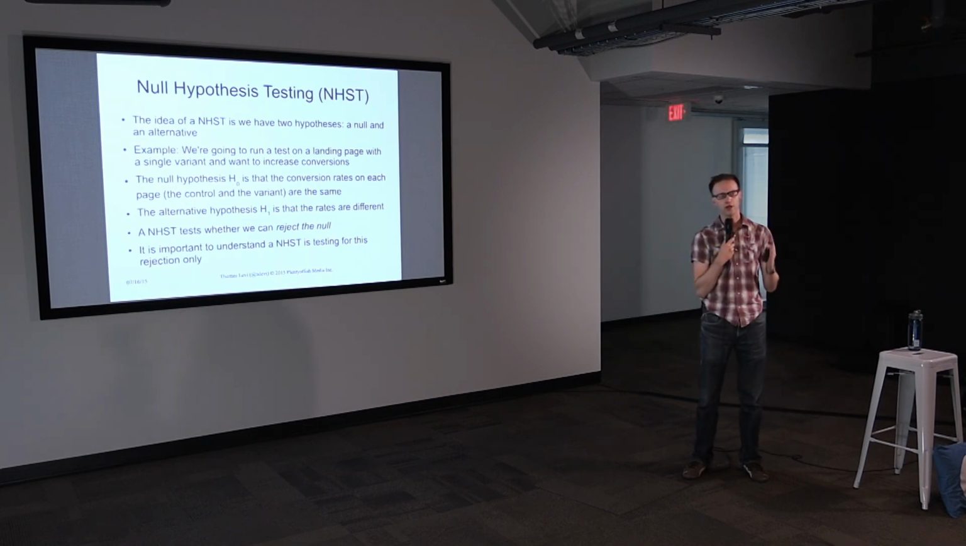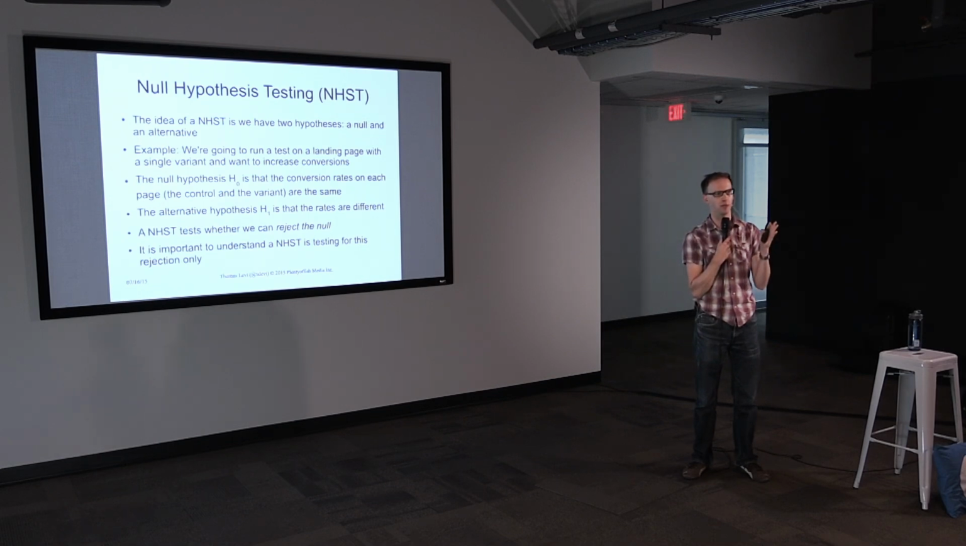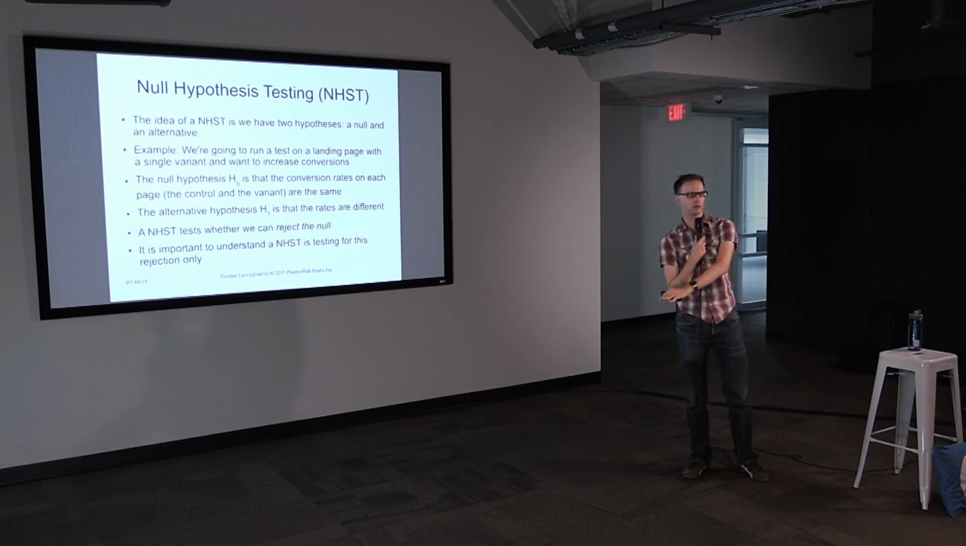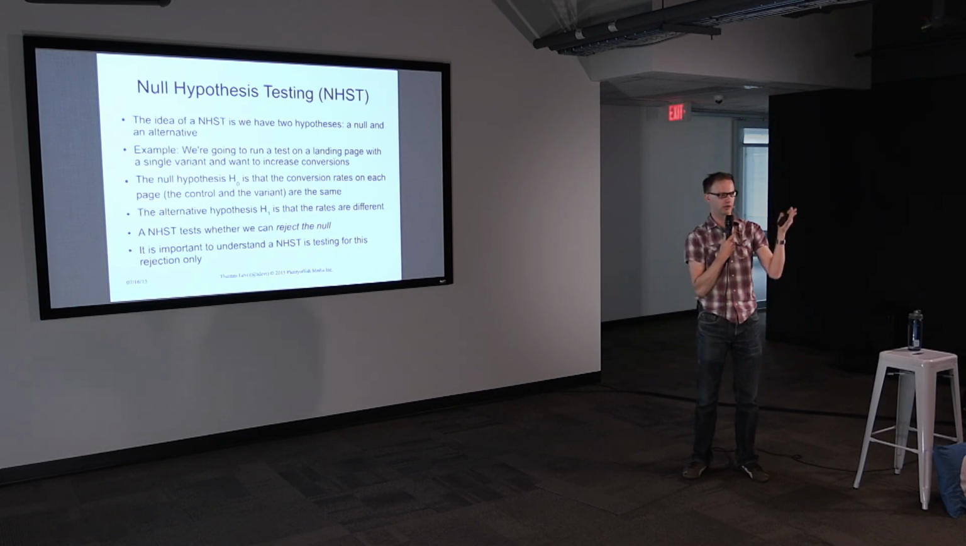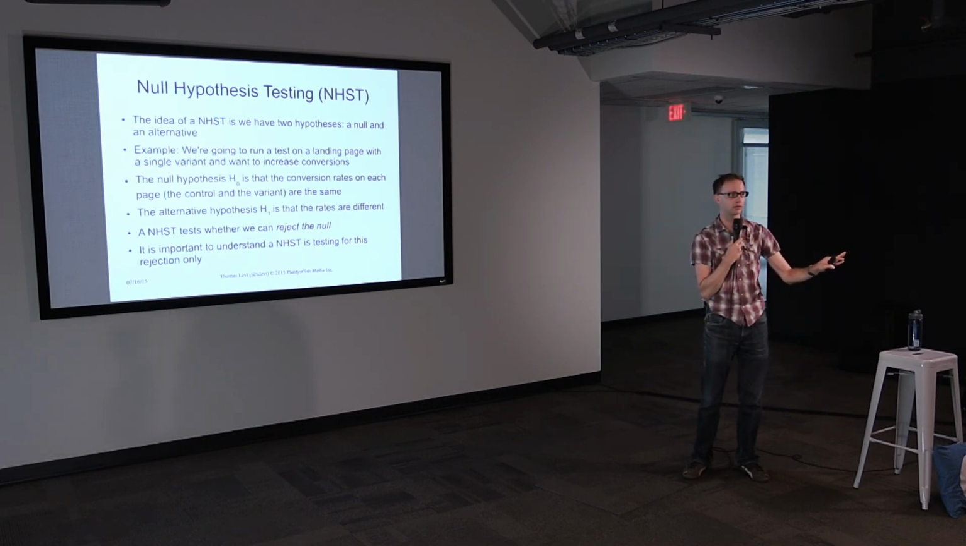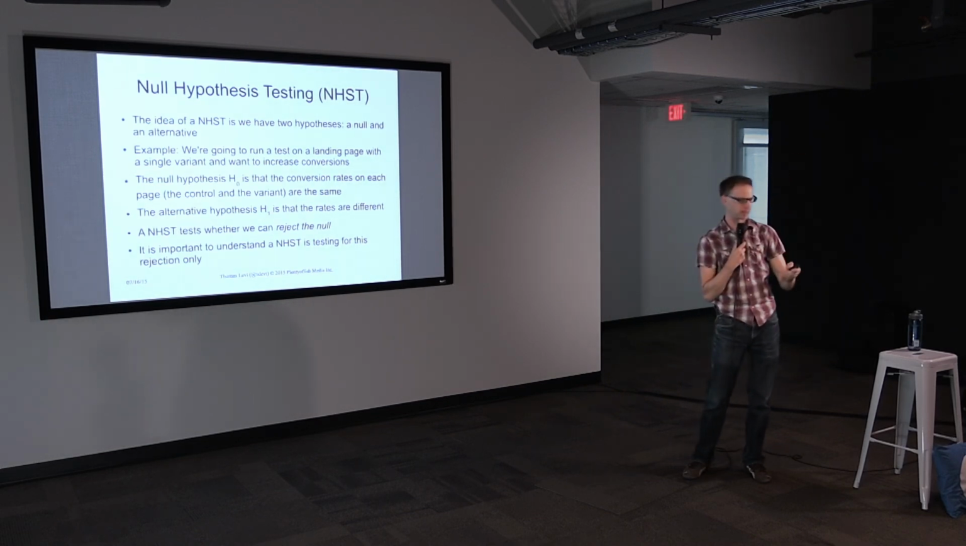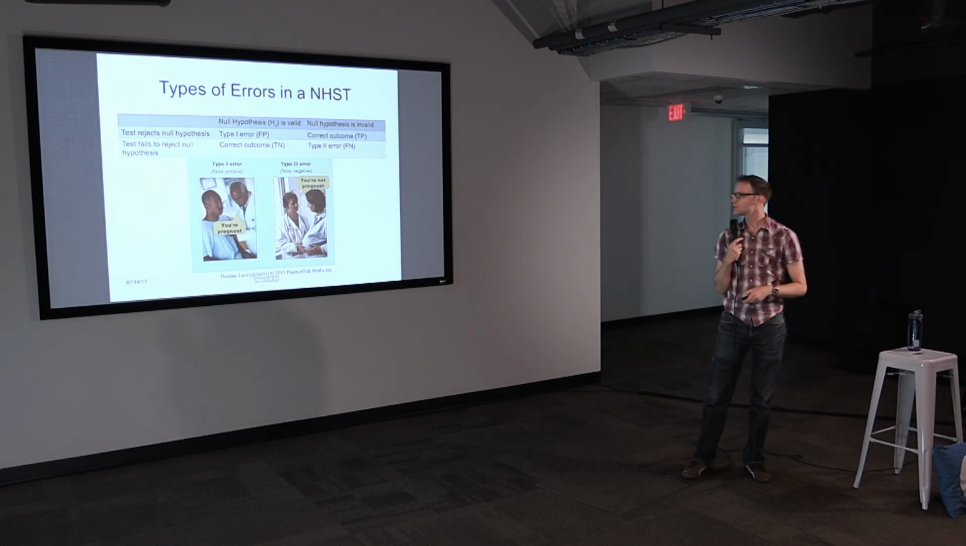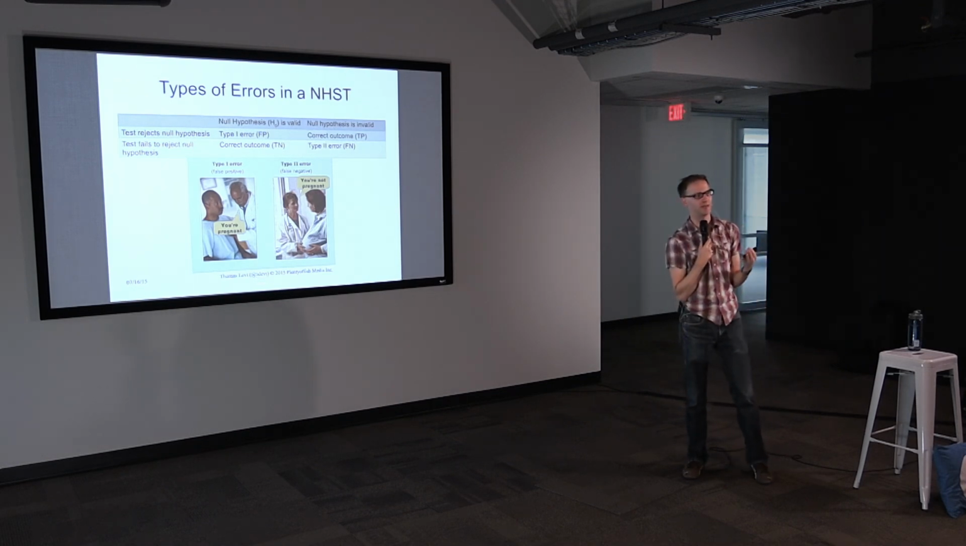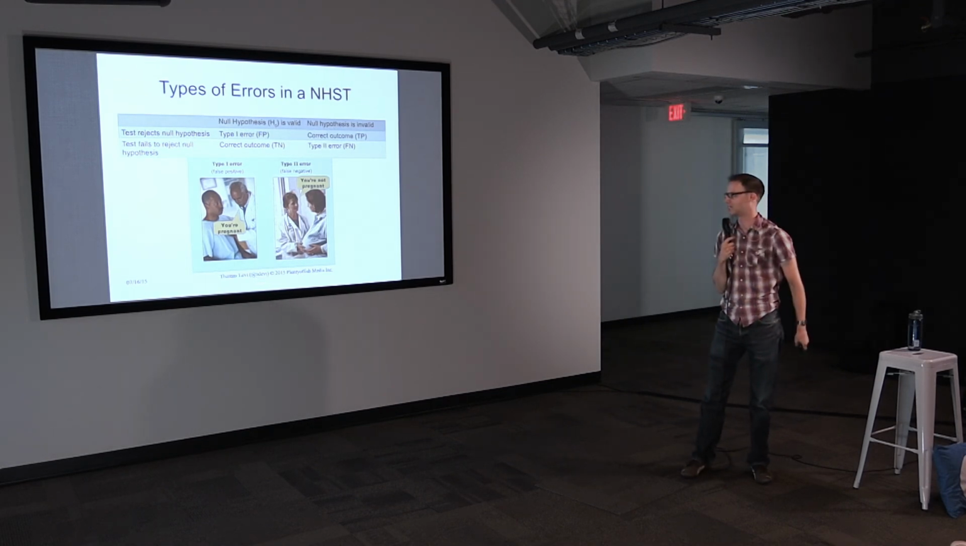And all that a null hypothesis test does is tell you whether or not you can reject the null. So the null is, again, these 2 pages are the same. It's just saying, are they the same or are they not? That's all it tests for. Basically the rejection is saying the variant is performing differently. There's a couple of different kinds of errors you can make, and I thank Charles for this awesome slide.